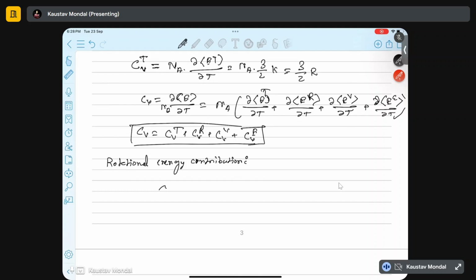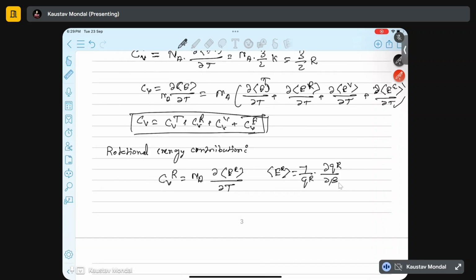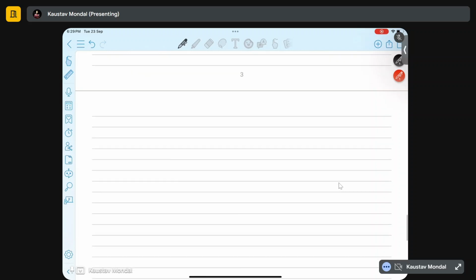In this case, that means CVR would be Na into delta ER by del T, and the ER expression is simply 1 by QR into minus 1 by QR del QR del beta. We know this, right? For the case of a linear rotor, let me write it here.